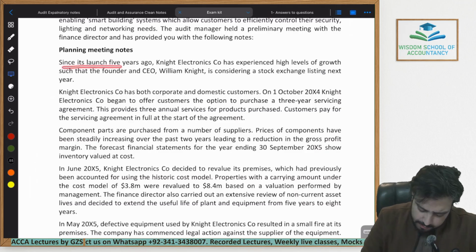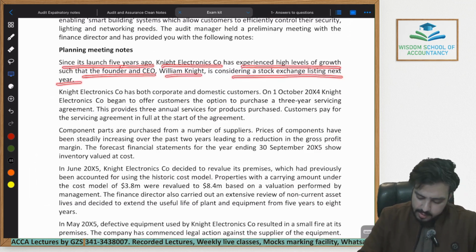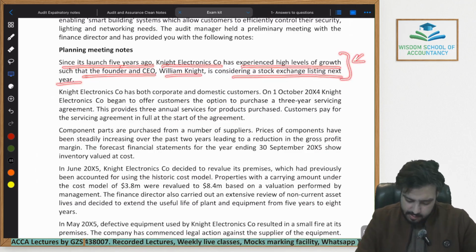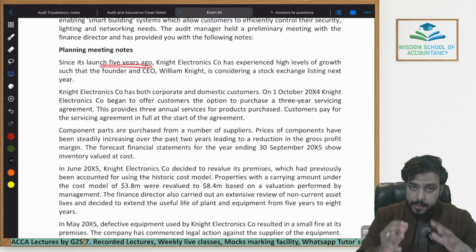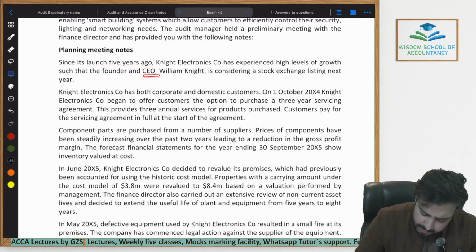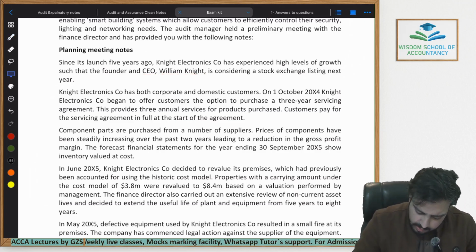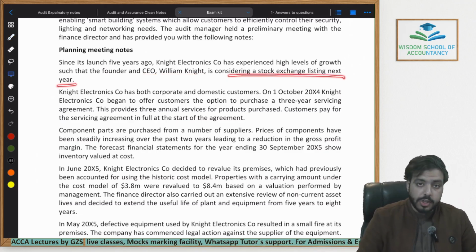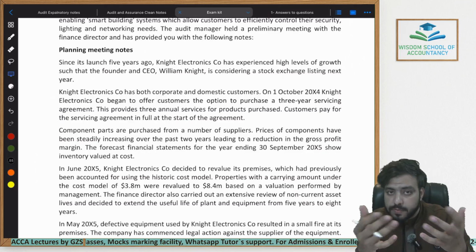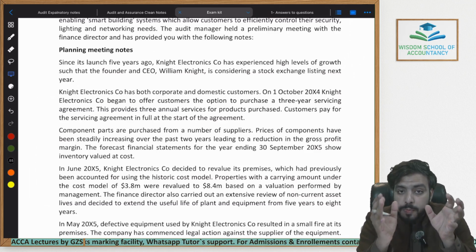Since its launch 5 years ago, Knight Electronics Corporation has experienced high levels of growth, such that the founder and CEO William Knight is considering a stock exchange listing next year. So first of all, this company is 5 years old, and the CEO is William Knight. The risk in this case is that they are considering being listed on the stock exchange. If a company wants to list on the stock exchange, what would be its motivation?